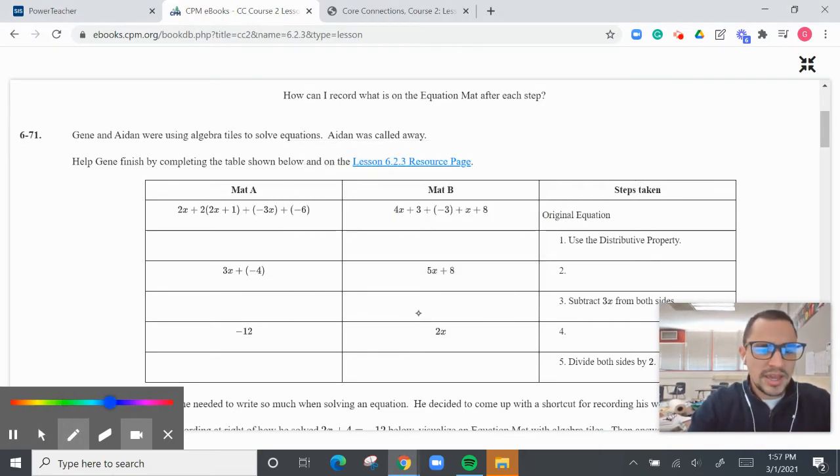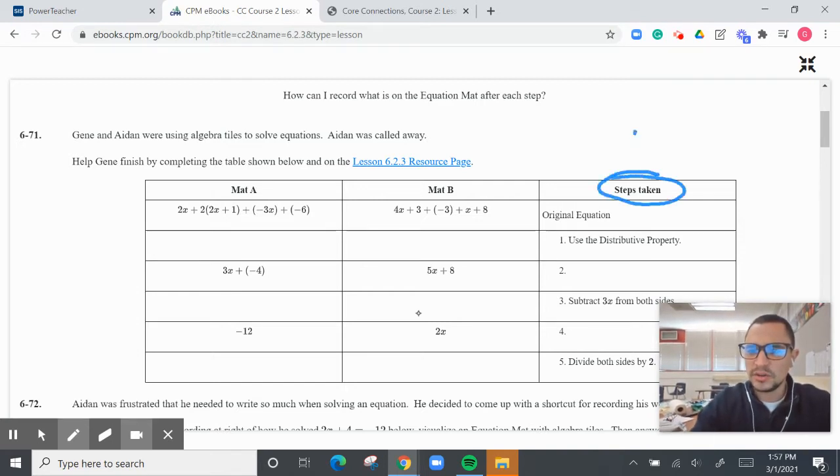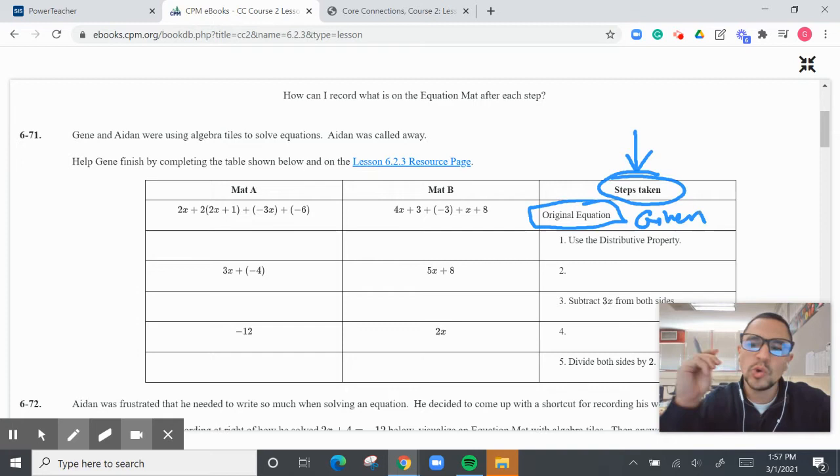We know that we have different ways of doing this, but the steps taken are basically the written steps that we are doing. And if we follow those written steps, we can show our steps on both sides of the mat here. We have mat A and mat B. The first thing we have is our original equation. This is what's given to us. So you always want to rewrite the equation. Make sure you rewrite the equation. That's the thing we need to do.